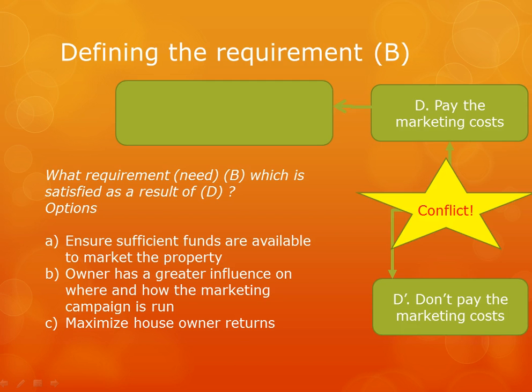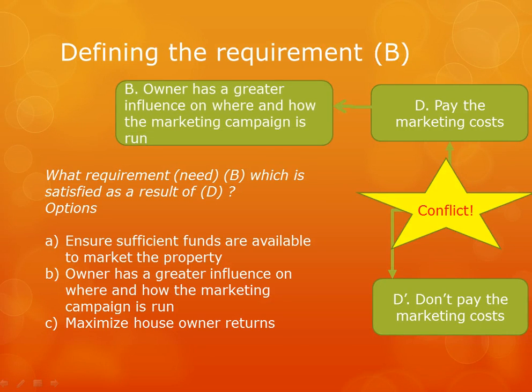So there's no limit to the number of those that could exist as alternatives to this requirement B, but the intent is to come up with something that clearly needs to exist in order for you to take the position that you want to pay the marketing costs. The owner wants to pay the marketing costs. So I proposed one of those, and the one I chose was that if the owner pays the marketing costs, then the owner has a greater influence on where and how the marketing campaign is run, which seems to be the most compelling of those three options.